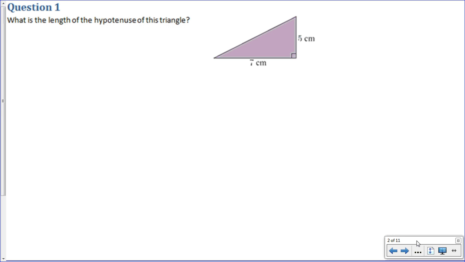If we look at this, we want to find out the length of the hypotenuse in the triangle. So the first thing we need to do is label our triangle. Opposite the right angle is going to be C, and our other two sides are going to be A and B. Now we've got our figure, and we've got our facts on that figure.